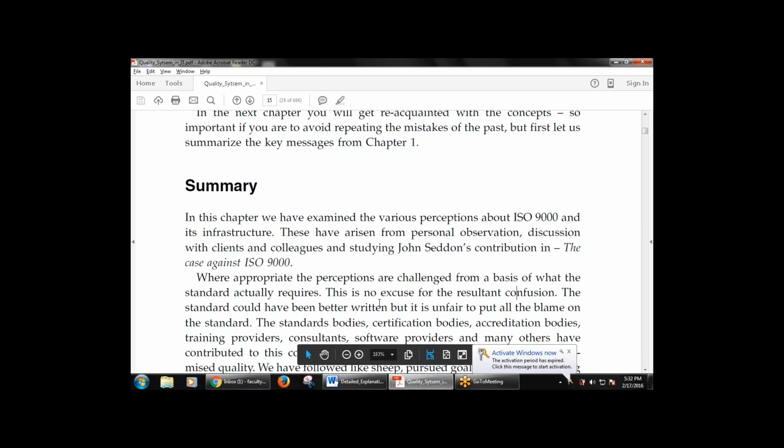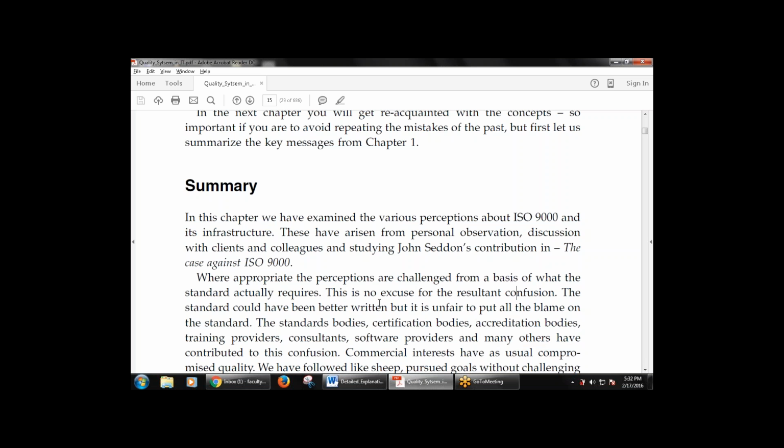What the standard actually requires is also the standard. Where appropriate, perceptions are challenged on the basis of the standard. Now, there is no excuse for the resultant confusion. The standards could have been better written, but it is unfair to put all the blame on the standard.